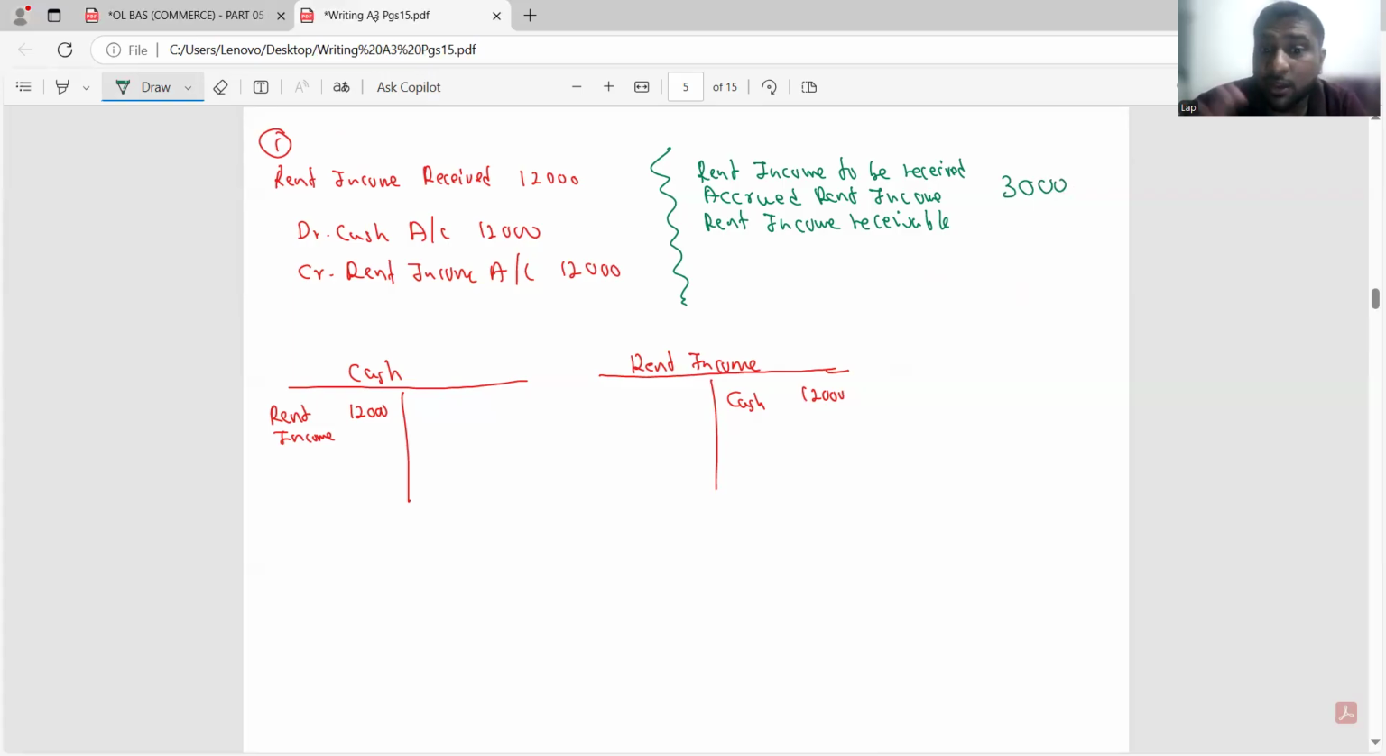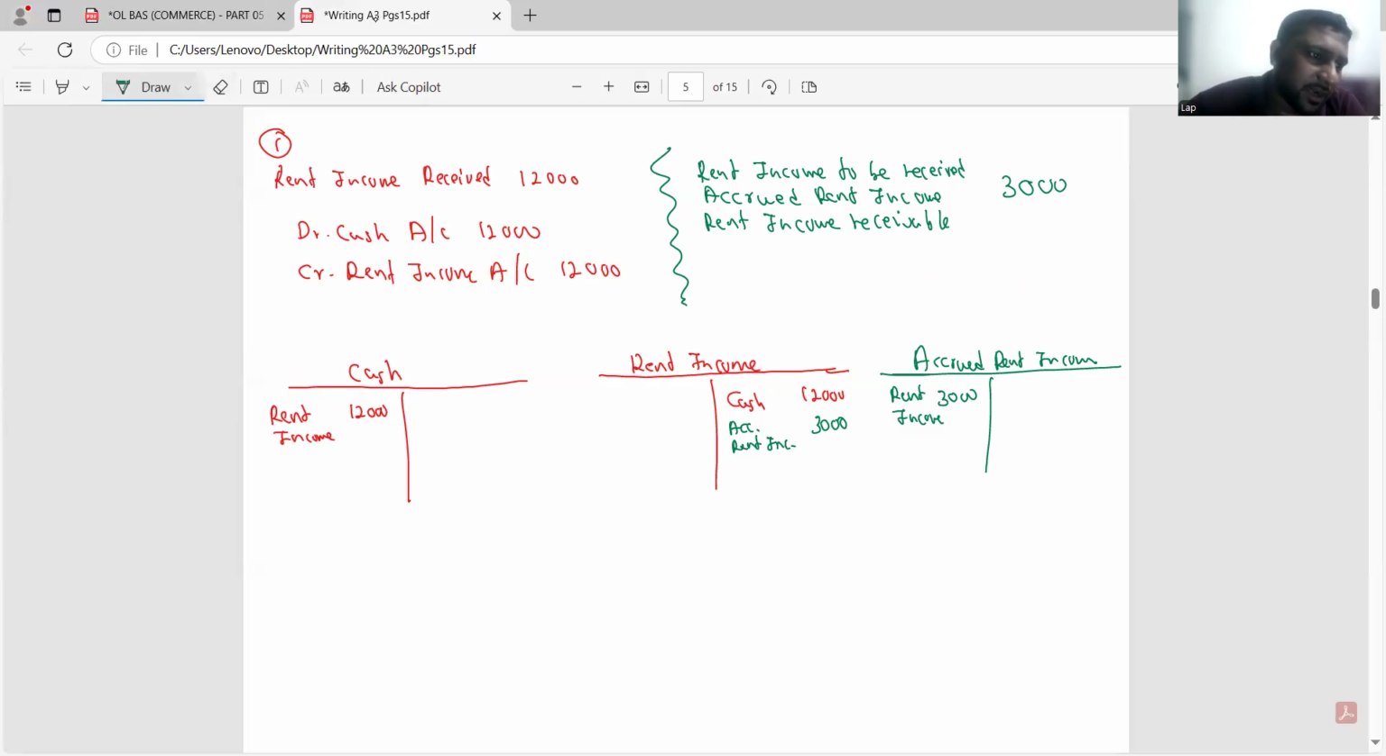So my income is not 12,000. 12,000 is the received amount only. Another 3,000 is to be received. So increase the income by 3,000. From the other side, an asset is getting created. What is the asset? Rent income receivable asset. We'll call it accrued rent income. Debit 3,000. So here we can write rent income, here we can write accrued rent income.